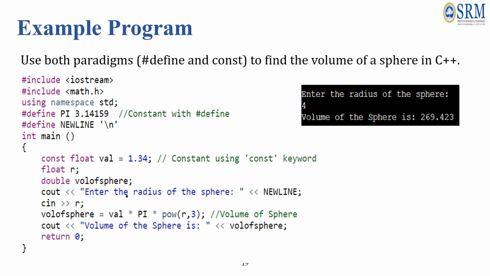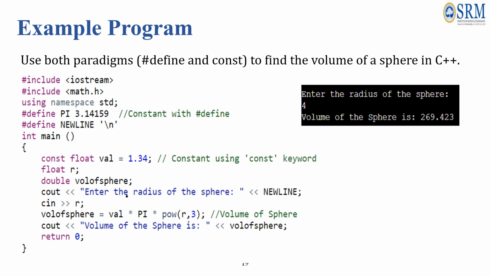Float R is defined. R is the radius that is received from the user. When the user enters the value for the radius, it is automatically stored in R. So this is a dynamic initialization. And after doing that, the volume of the sphere is found using the formula VAL.